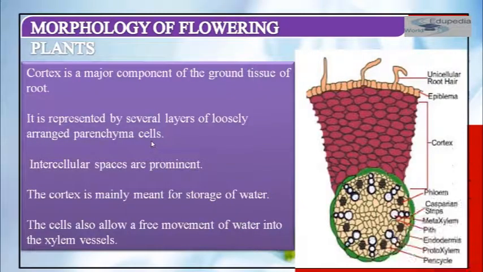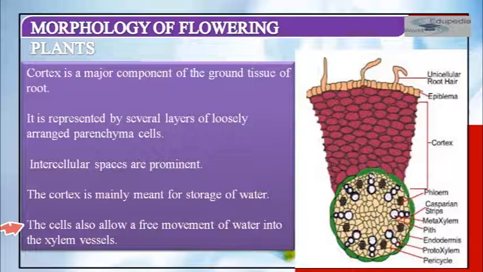Okay. Now comes cortex, which is the major component of the ground tissue of the root. As you can see, this is the epiblemma. These are the root hairs or the projections. Now this is the major portion which we call cortex. It is represented by several layers of loosely adhered parenchyma cells. You can see the intercellular spaces because they are loosely adhered, and the cortex is mainly meant for storage of water. The cells also allow a free movement of water into the xylem vessels.